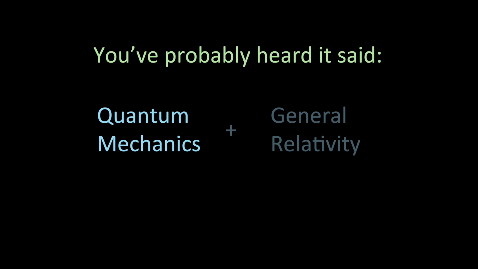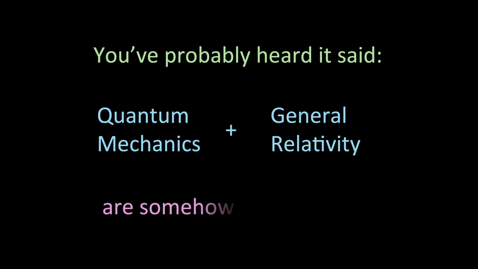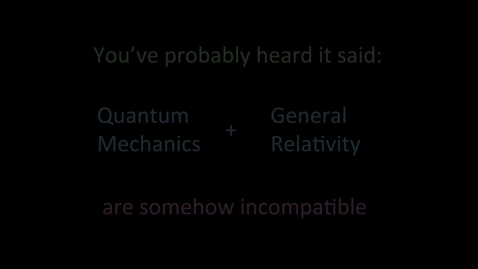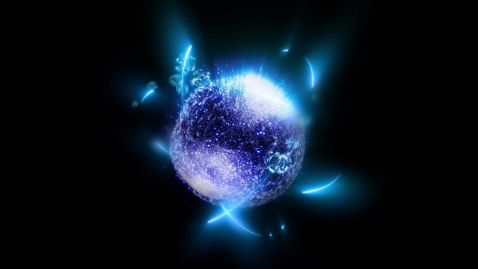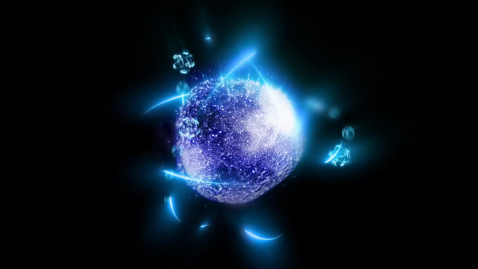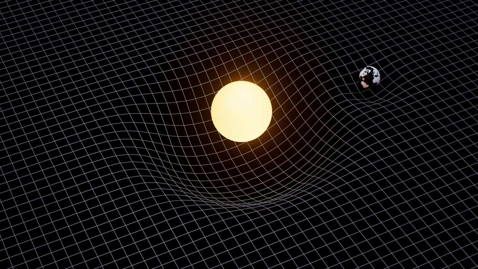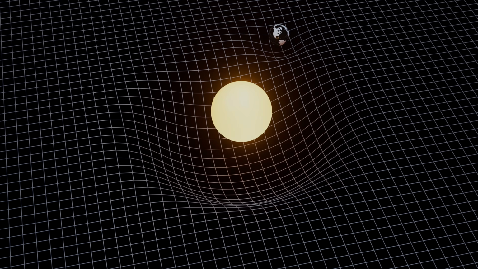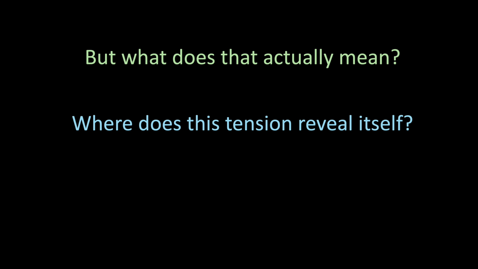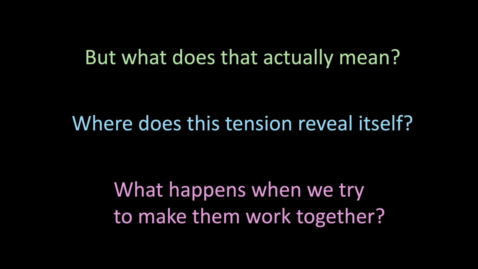You've probably heard it said that quantum mechanics and general relativity, our two most successful theories of nature, are somehow incompatible. That quantum mechanics, which governs particles and forces on the smallest scales, cannot be reconciled with general relativity, which shapes space, time and gravity on the largest. But what does that actually mean? Where does this tension reveal itself, and what happens when we try to make them work together?